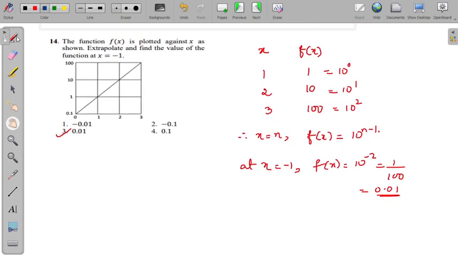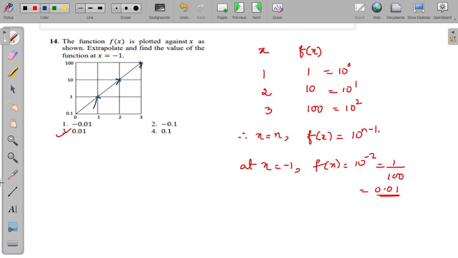14th question, the function f of x is plotted against x as shown. Extrapolate and find the value of the function at x equal to minus 1. So initially when x equals 1, y equals 1. F of x is 1. Then x equals 2, here y equals 10. X equals 3, y equals 100. So these are the values here.